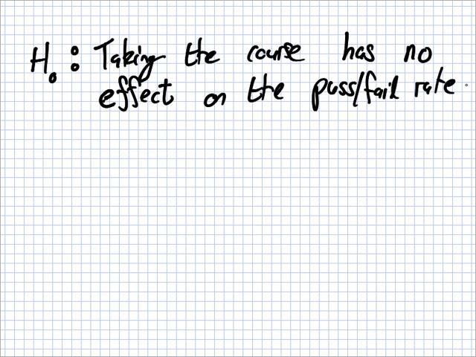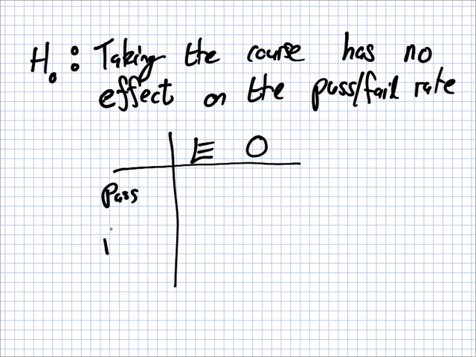Now, let's do our hypothesis test here. Expected, observed. What are the two things we can observe? In the previous example, there were 4 things to observe. We could get a 1, we could get a 2, we could get a 3, or we could get a 4. What are the things we can observe in this example? Pass or fail. Okay. Pass or fail.